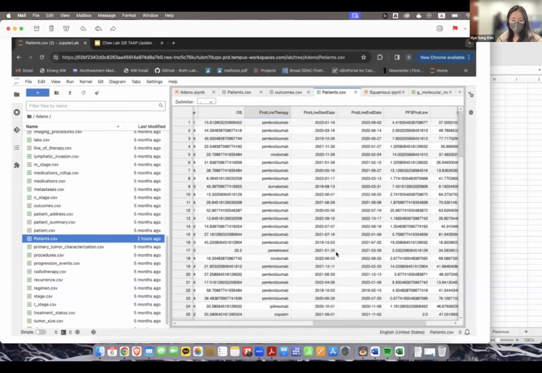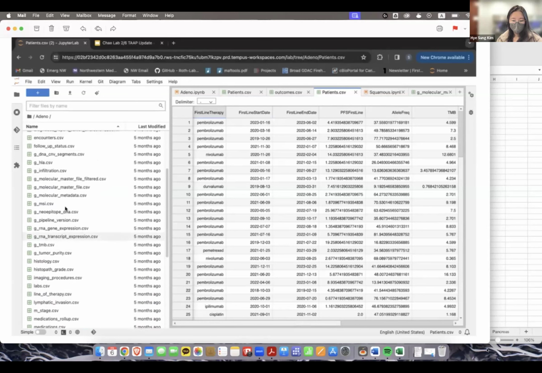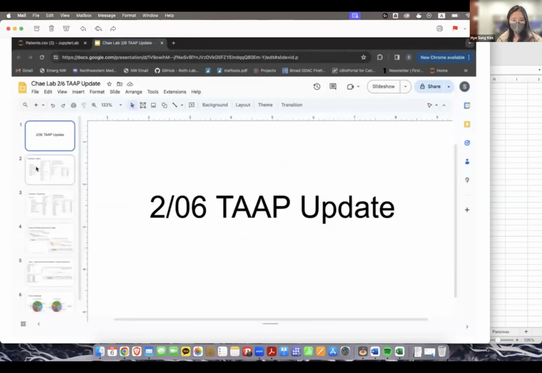And one other thing I wanted to mention is that allele frequency and TMB come from, this is labeled allele frequency. This is actually MATH, which is a mutant allele tumor heterogeneity score. That's not important at the moment. For all the molecular stuff, the data is organized in a separate collection of files with this prefix G underscore. And so you can get TMB, tumor purity, RNA expression, MSI, and a lot of other information. All right, now to the presentation.